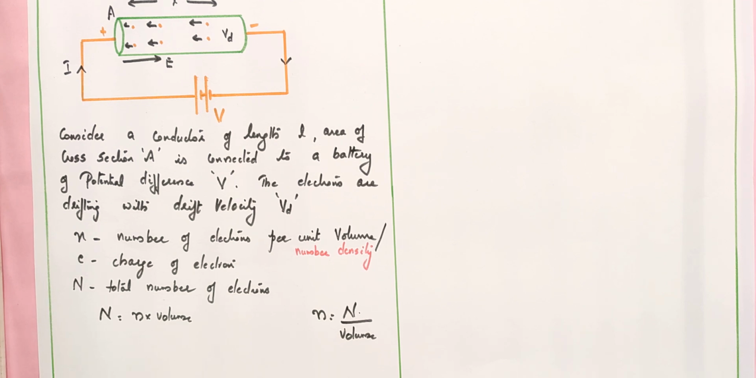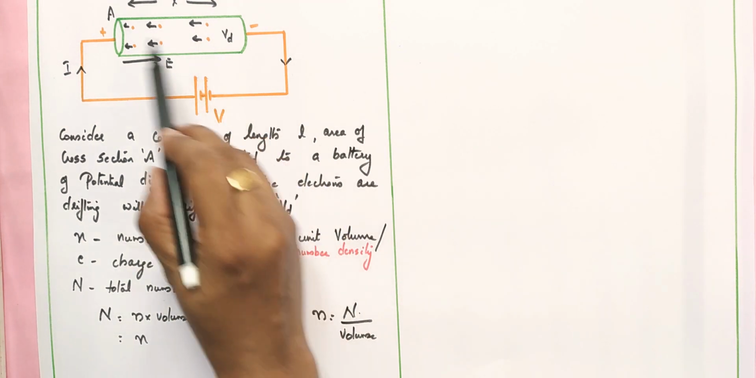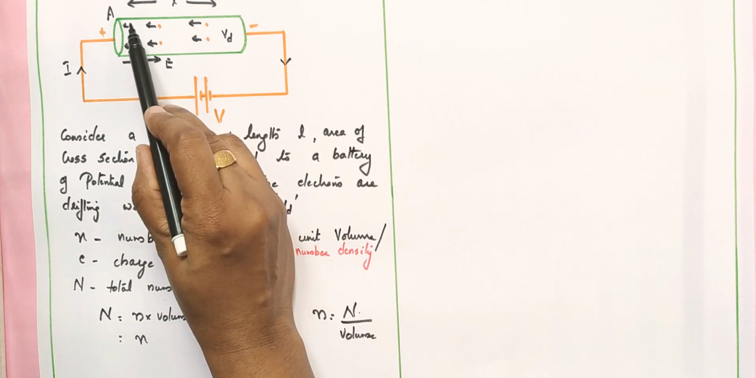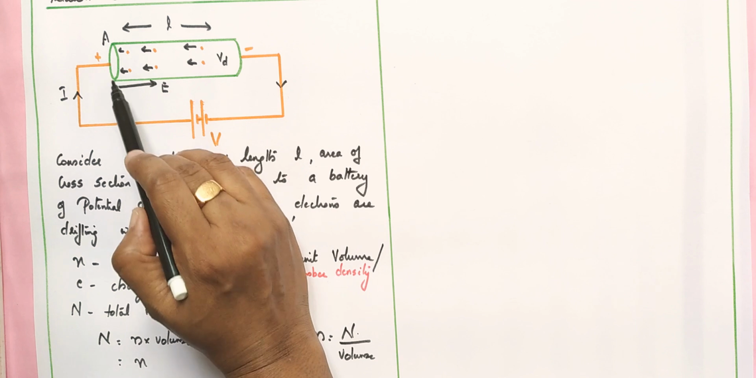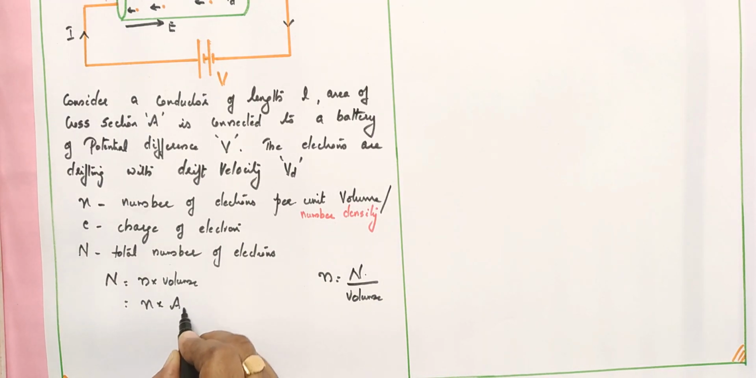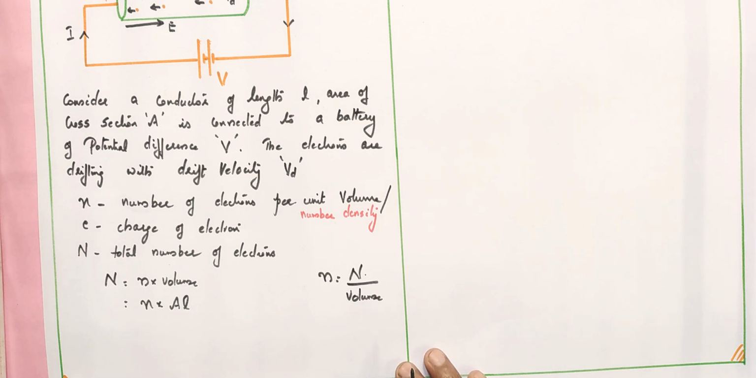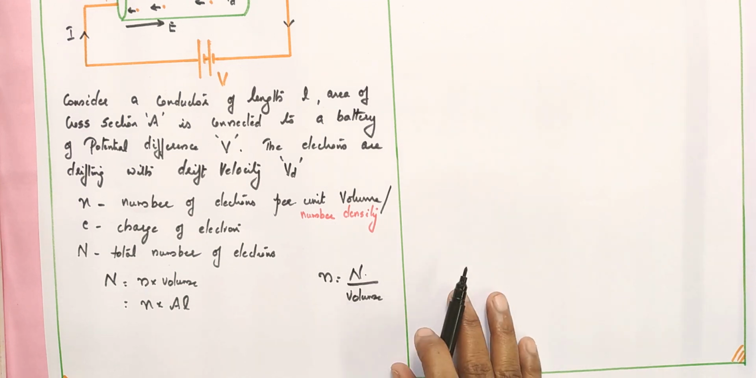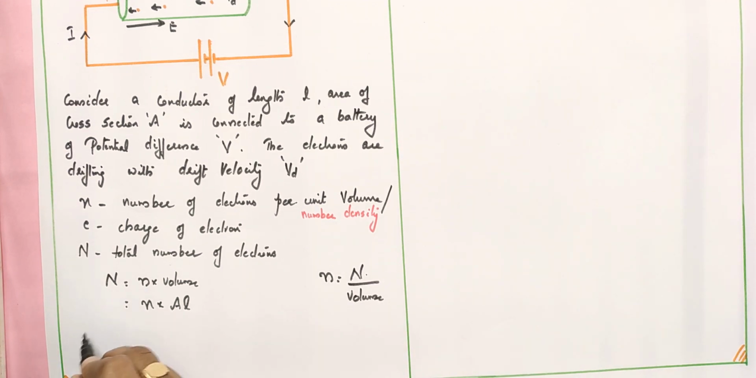That is, n into volume. What is the volume of the conductor? Area of cross section is A and length is L. Therefore, volume can be written as A into L. So now the total number of electrons in the conductor can be written as capital N equal to n A L.